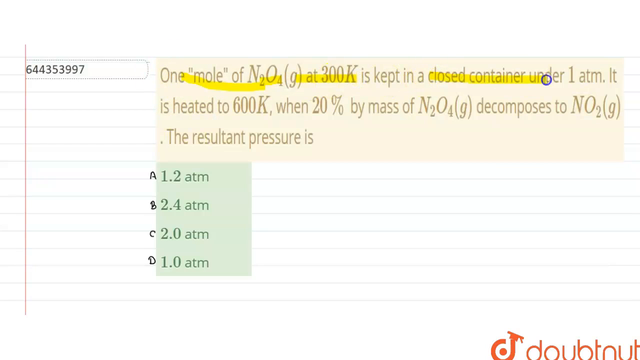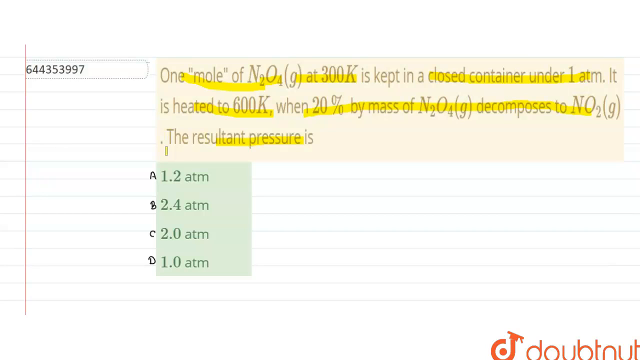Hello everyone, now this question says that 1 mole of N2O4 gas at 300 Kelvin is kept in a closed container under 1 atm. It is heated to 600 Kelvin. When 20% by mass of N2O4 gas decomposes to NO2, the resultant pressure is. So we have to tell the resultant pressure after 20% of the N2O4 is decomposed to NO2.